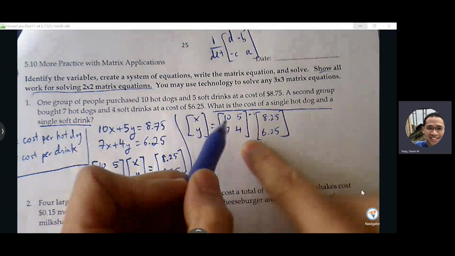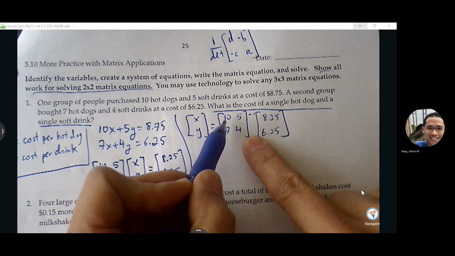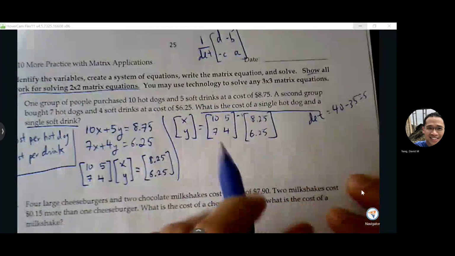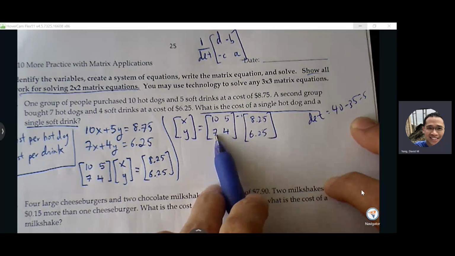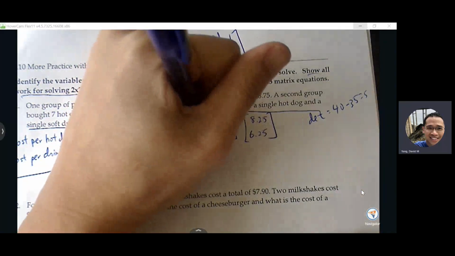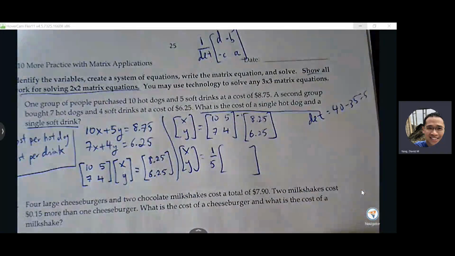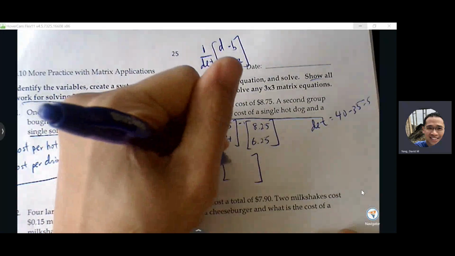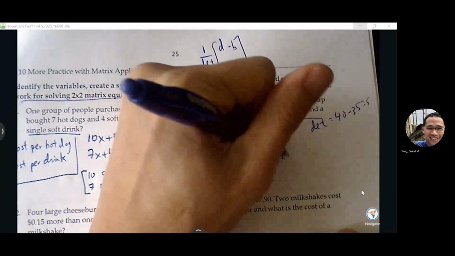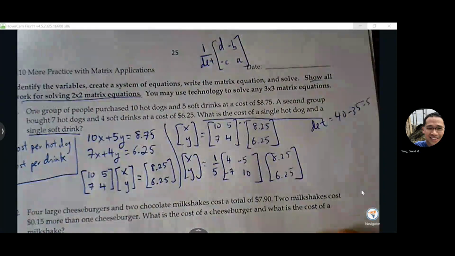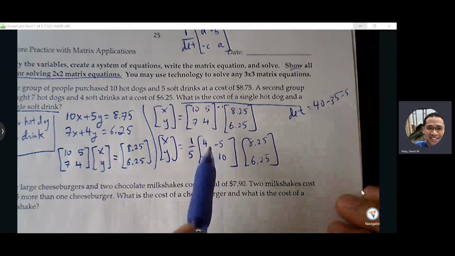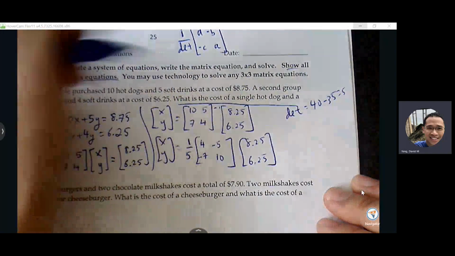Okay, so determinant AD minus BC. What is that equal to? What's our determinant? Yeah, the determinant is 40 minus 35, which is 5. Right, 10 times 4 is 40, minus 5 times 7, 35. So [X, Y] equals 1/5 times the matrix. And then I have to swap my A and D: 10 and 4 swap places. 7 and 5 change signs. Show your multiplication steps, and then I can multiply the 1/5 at the end.